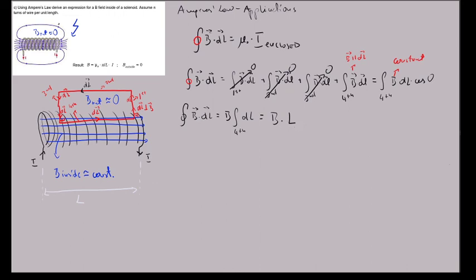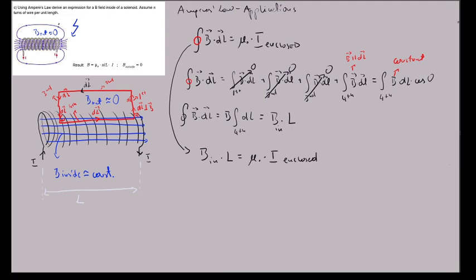Okay, so I figured out the left-hand side of the equation. Now I can rewrite this as the magnetic field on the inside of the solenoid times the length of the solenoid equals mu naught times I enclosed. Right, now we have to figure out this I enclosed.